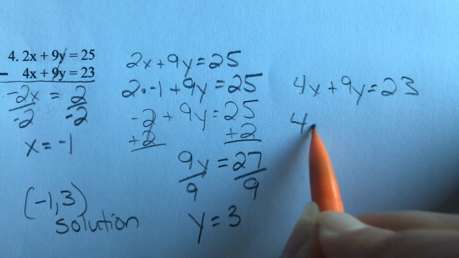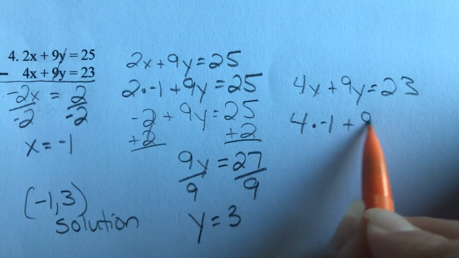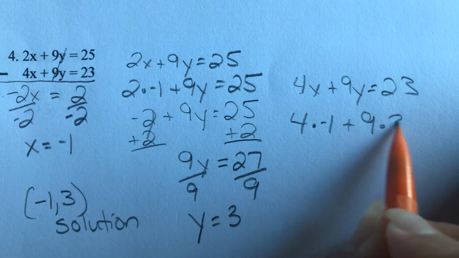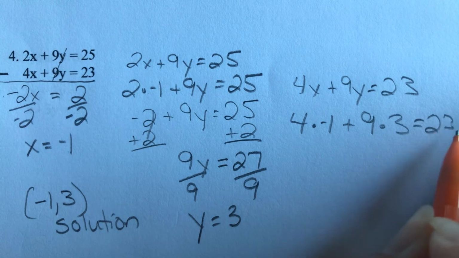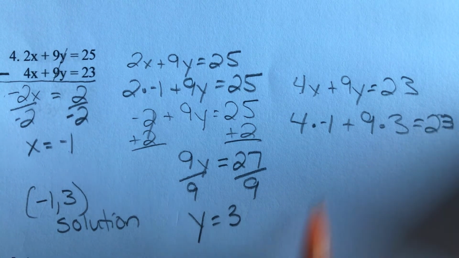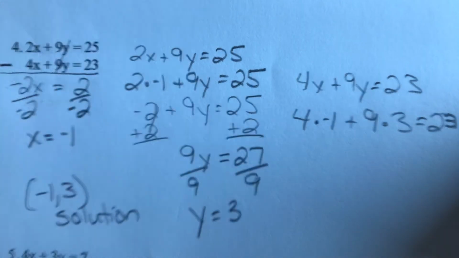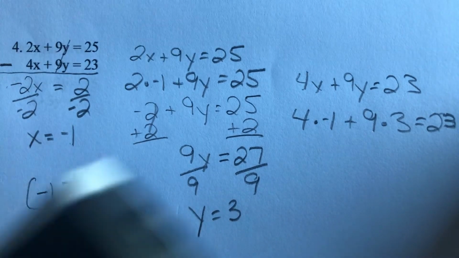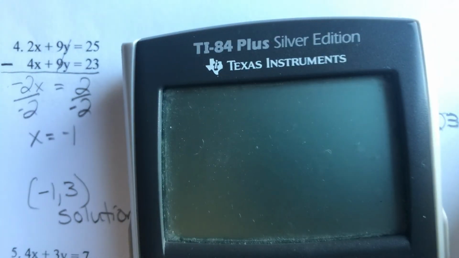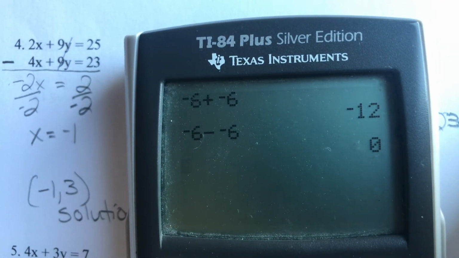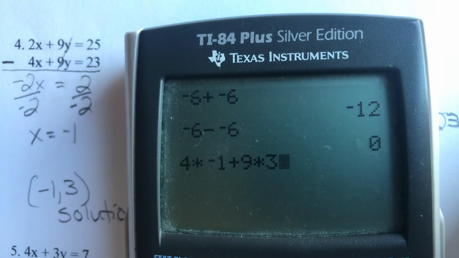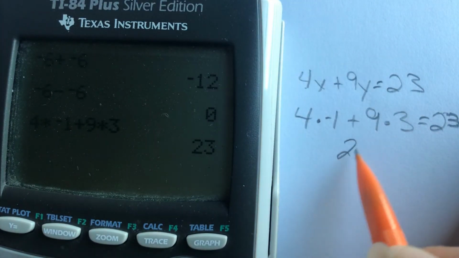So I've got 4 times negative 1 plus 9 times 3. Got to get to 23. Even at this point, go to your calculator, punch all that in. Here, we can do this together. 4 times negative 1 plus 9 times 3, 23. All right, that's what we wanted to get here.